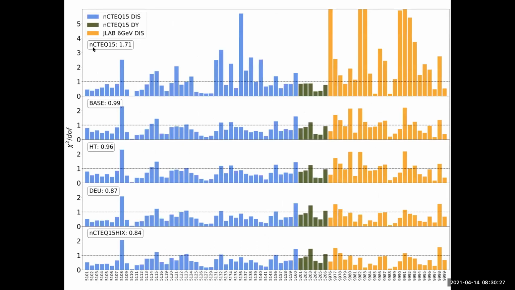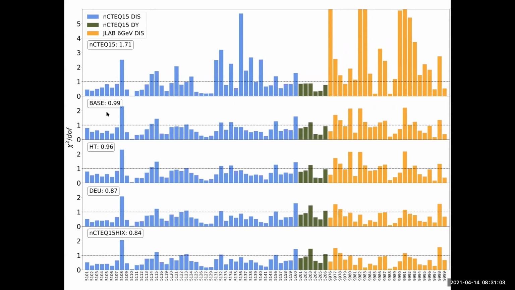So what I'm showing here on the top is this nCTEQ15 out of the box. This is chi-squared per degree of freedom as a function of experimental ID, which isn't too relevant, but I just want to highlight that in blue are the previously used DIS data sets in nCTEQ15 with these lower cuts. In green is the Drell-Yan, and in orange are these new JLab data that we're sensitive to with our lower kinematic cuts. And so out of the box, nCTEQ15 actually does a pretty bad job, I would say, especially at describing all of the new data set.